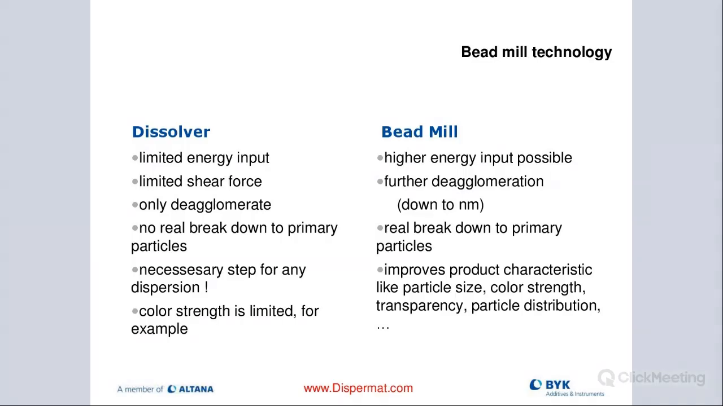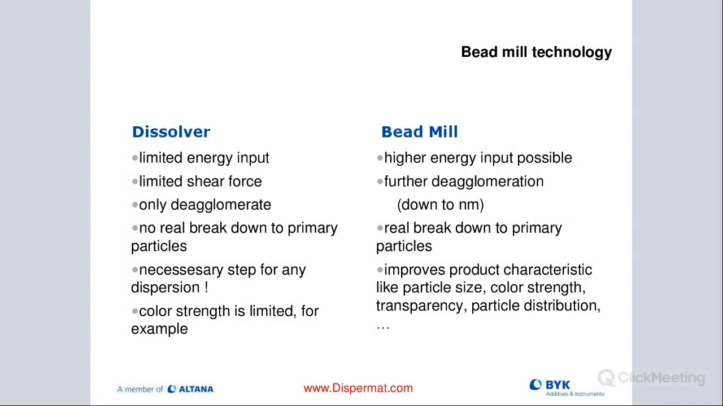So here are the key differences. So we have obviously the dissolver. We're going to have only a blade, the Cowles blade or the impeller blade, or the dispersing blade, as some people refer to it. We can only input a limited amount of energy, therefore a limited amount of shear force, and it's only the first step in the dispersing process. So it's really only to de-agglomerate and turn these larger particles down to the aggregate level. And for primary particles, we would need to do the bead milling. And it is the necessary step for any dispersion process.